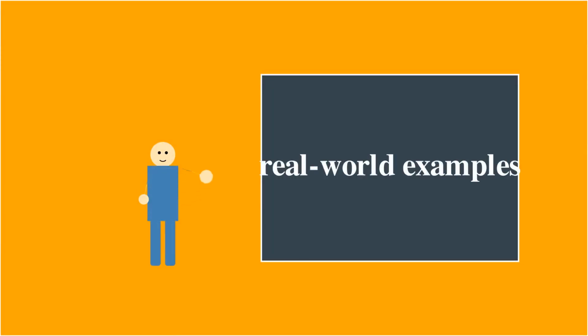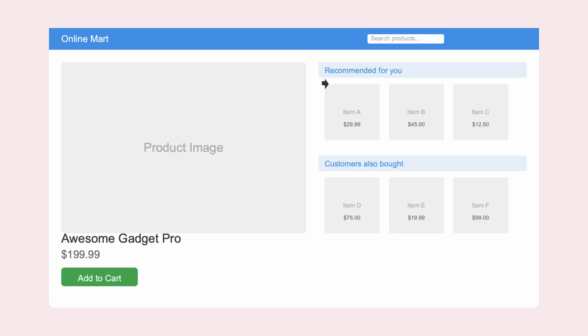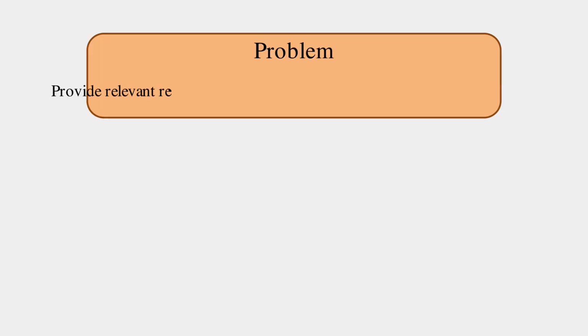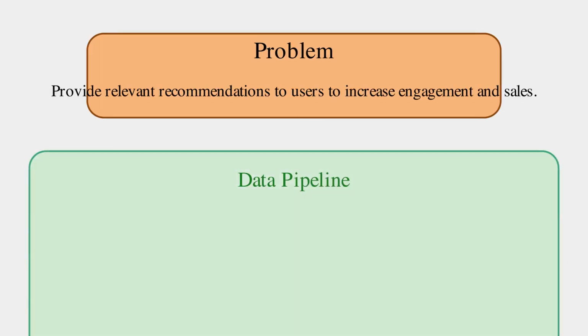Now, let us bring this to life with a couple of real-world examples. Imagine your favorite online shopping site. When you land on the homepage or view a product, you see "recommended for you" or "customers also bought." This is a classic ML system. Problem: provide relevant product recommendations to users to increase engagement and sales.